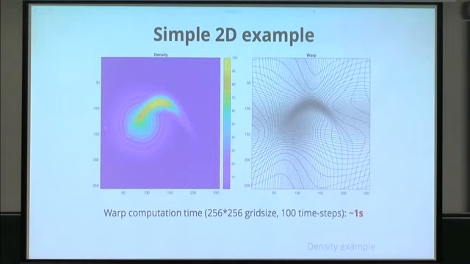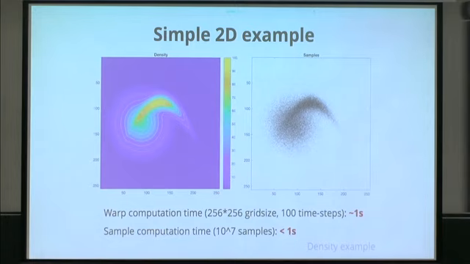So here is an example. Here is our sort of weird density distribution. We compute the warp. And then once we have computed the warp, we can draw our samples. And once this warp is computed, it's very fast to draw new samples. So 10 million samples, less than a second on my laptop here.